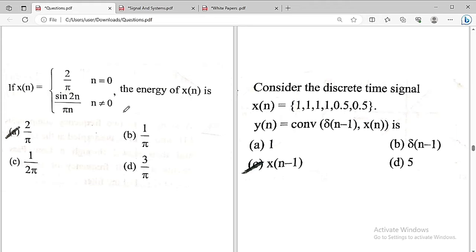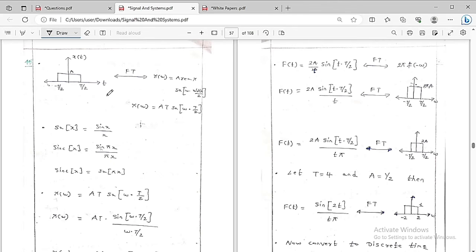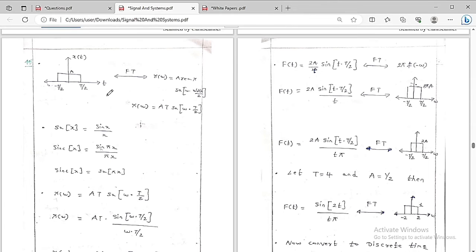So let's solve this numerical. Before we solve this question, first let me tell you some concepts. Then we can solve the question. Suppose x of t is a continuous time signal, which is a rectangular pulse. For a rectangular pulse, its amplitude is equal to A, and it extends from minus T by 2 to T by 2.